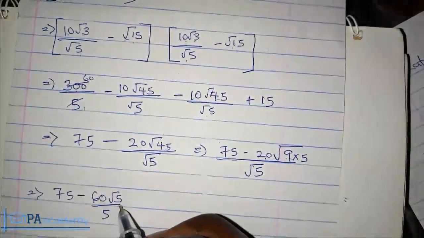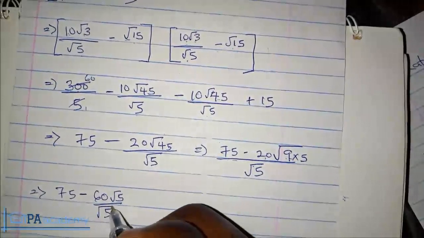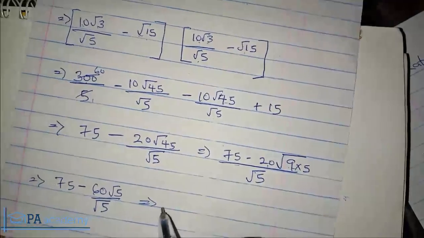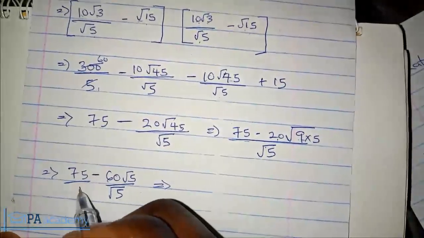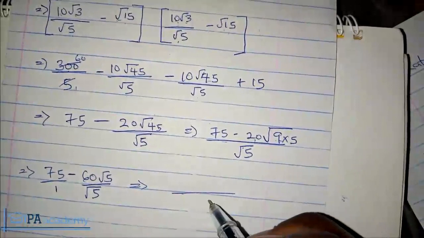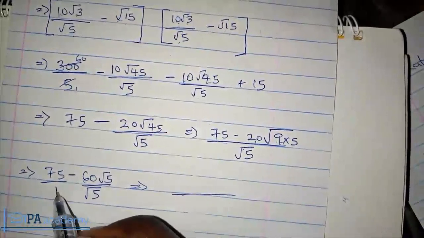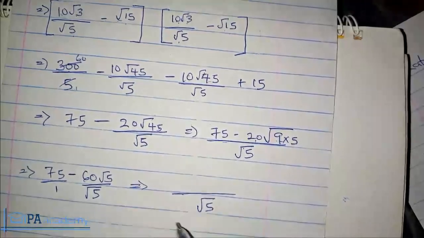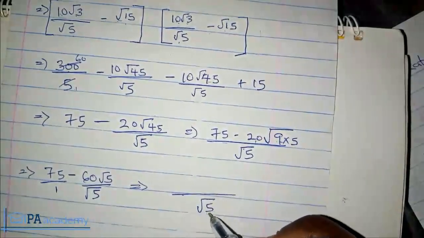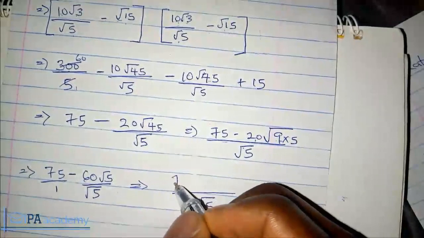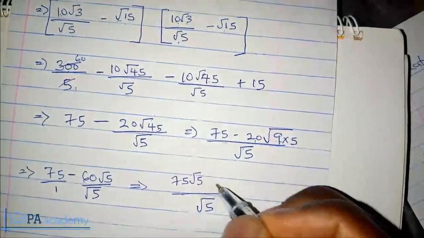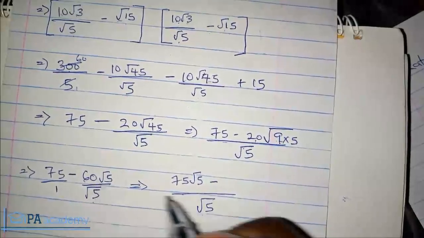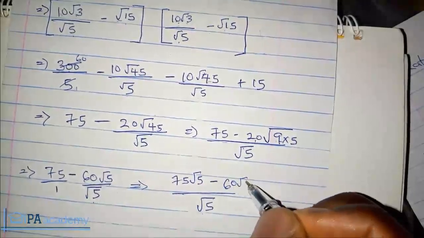So that will be 60√5 over √5. We can just assume the 75 to be over 1, it's still the same thing. So we can look for the LCM. The LCM of this is √5. So √5 divided by 1 is still √5, multiplied by 75, so we have 75√5, minus √5 divided by √5 is 1, multiplied by 60√5. So we have 60√5.